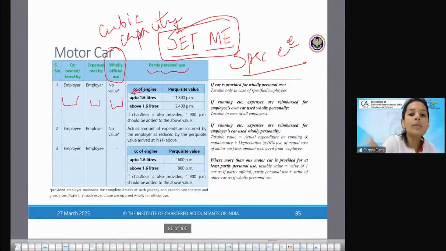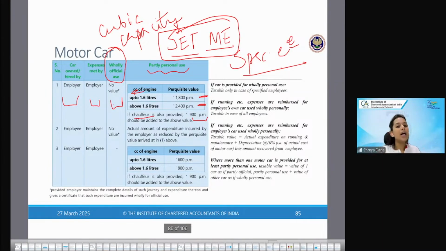If it is up to 1.6 liters, then the perquisite value is 1800 per month. And if it is above 1.6 liters, then the cost would be higher on maintaining that car. So the perquisite value is 2400 per month. And if driver or chauffeur is also provided, then whatever value you have determined, please add 900 per month to that value. Okay, please add 900 per month to that value.